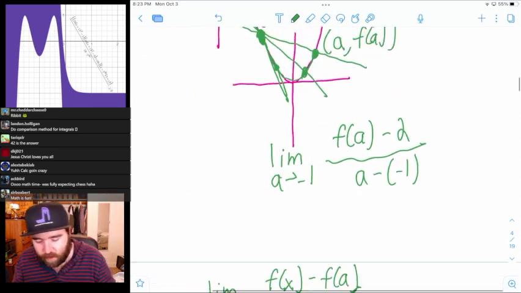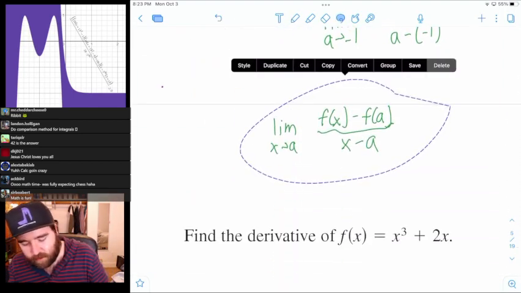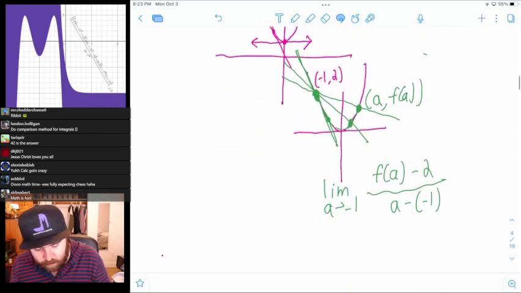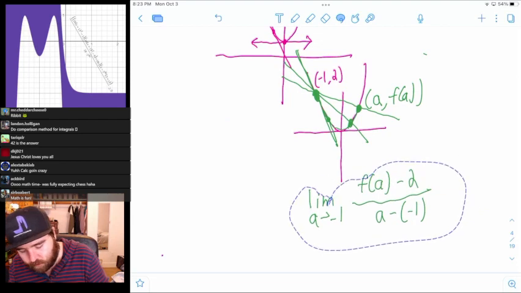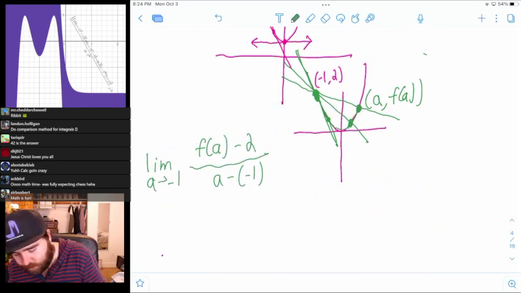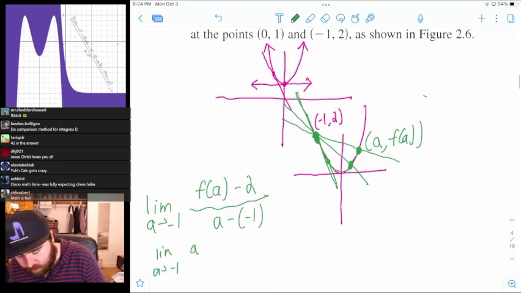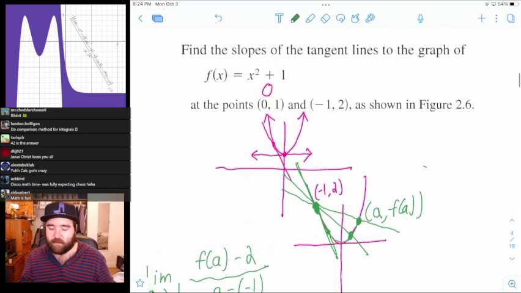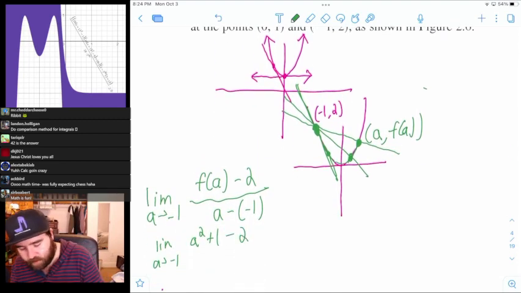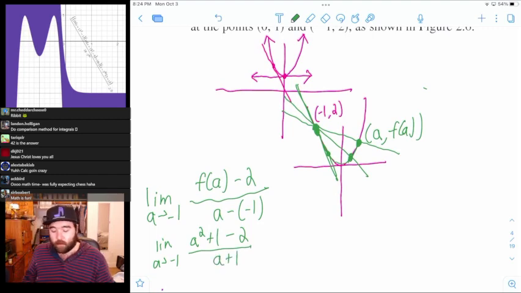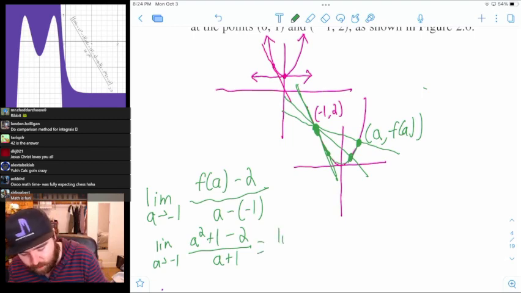So just calculate this. So what is f of a? Well, we know what the f function is. The f function is x squared plus 1. So let's move this over here so we got more room. So we're going to do the limit as a approaches negative 1 of a squared plus 1, because that's what f of a is, minus 2 over, that ends up to be a plus 1, because minus minus. Okay, that's beautiful, because then what can we do from there? We have the limit as a approaches -1 of a squared minus 1 over a plus 1.